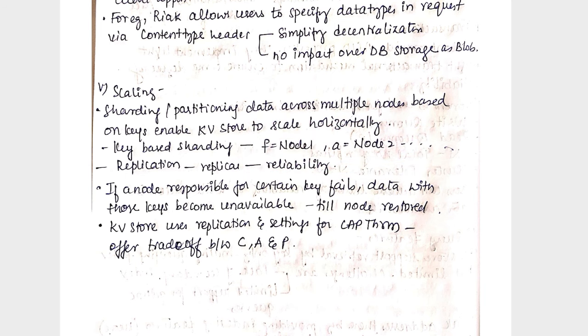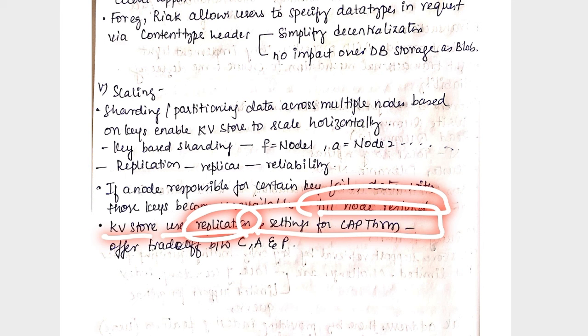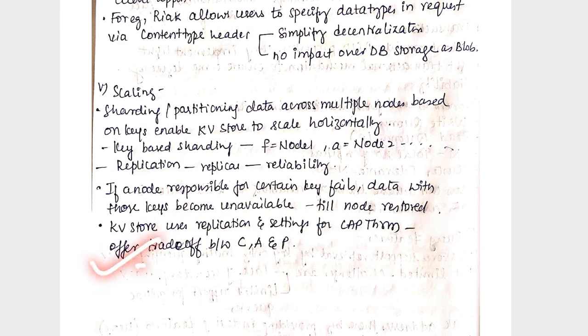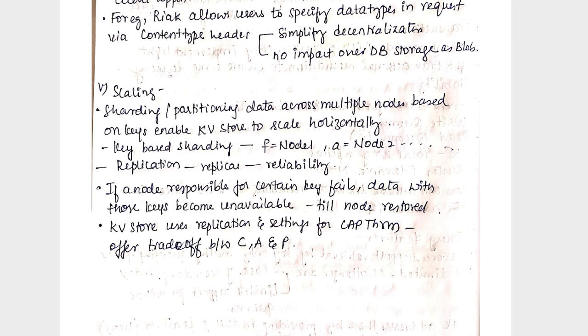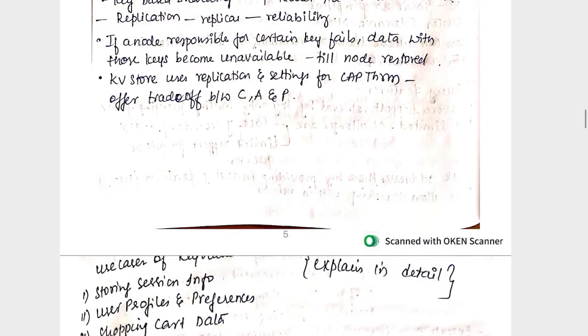Next we have replication. So data is replicated across multiple nodes to ensure reliability is met. If a node responsible for certain keys fails, data within those nodes will also become unavailable till the node is recovered. So the key value store uses replication and settings of the CAP theorem to offer trade-offs between consistency, availability, and partition tolerance. So this was about the features.